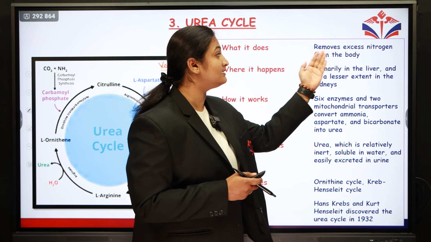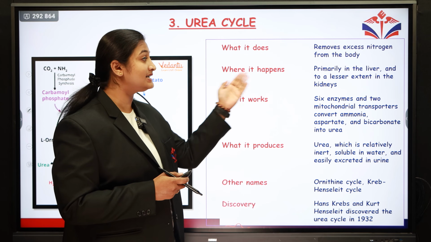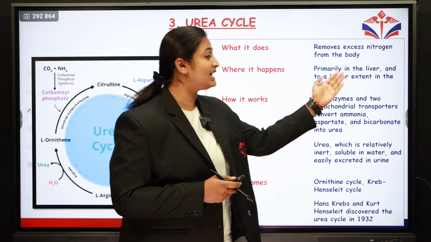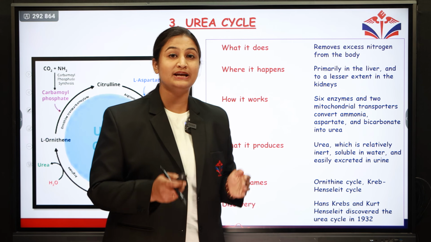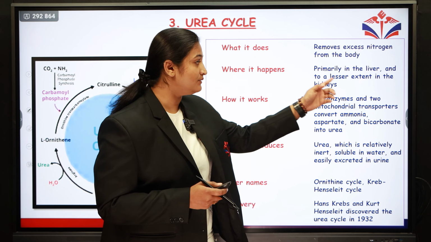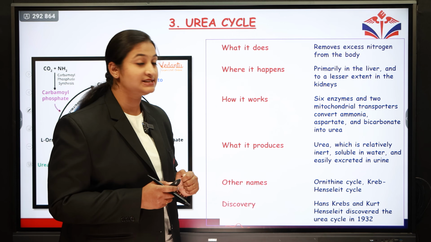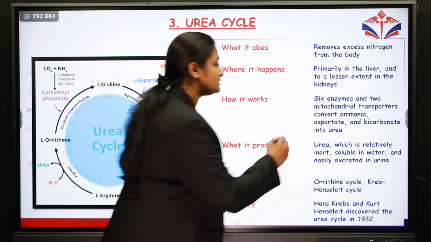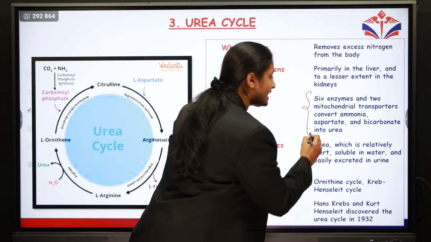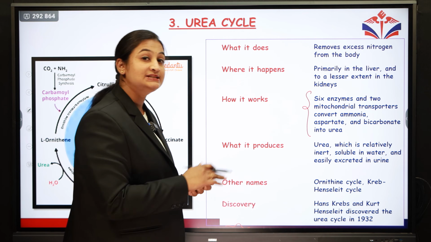So what is this urea cycle doing? It removes excess nitrogen from the body. And where is it happening? It is primarily happening in the liver and to a lesser extent in the kidney. So mainly it functions in the liver and some parts of the kidney also. And how is it working? Six enzymes and two mitochondrial transporters convert ammonia, aspartate and bicarbonate into urea. That is how it works.